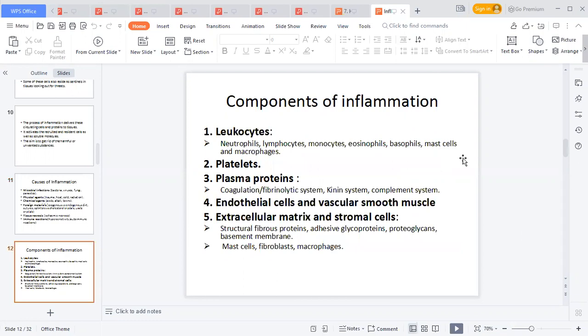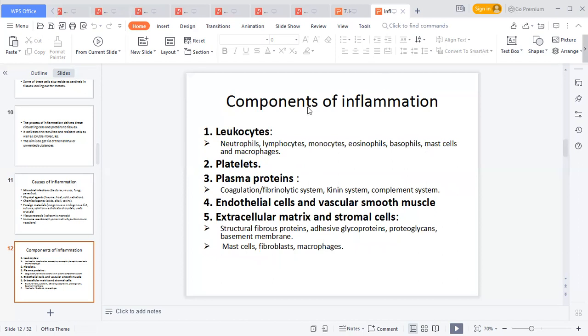So what are the components of inflammation? Number one, we've got cells. We've also got mediators of inflammation. So we've got cells like leukocytes. Examples of leukocytes, we know this. We were doing them last time in the neurology. So we have neutrophils, lymphocytes, monocytes, basophils, mast cells, and macrophages.